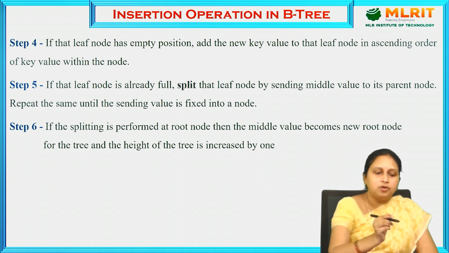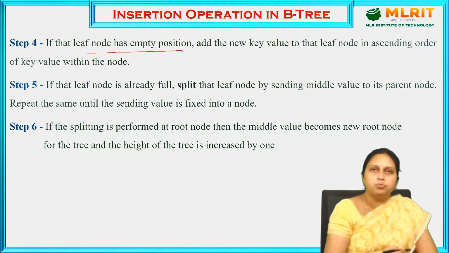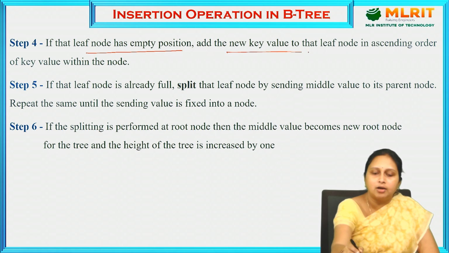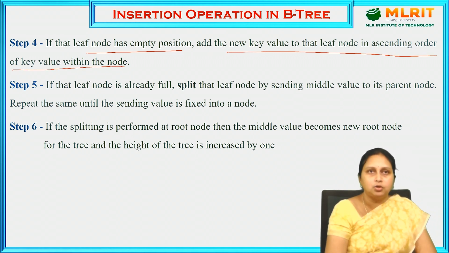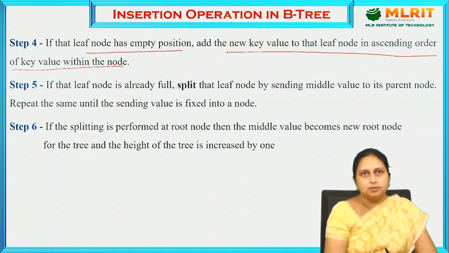And the fourth step: if the leaf node has an empty position, add the new key value to the leaf node in the ascending order of the key values within the node. If the leaf node has some empty space, you can insert a new element into that leaf node, and the insertion is done in ascending order.